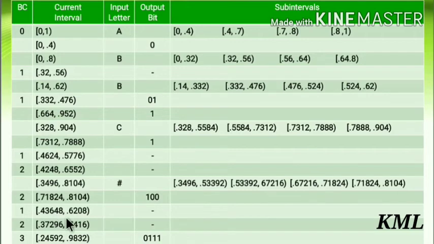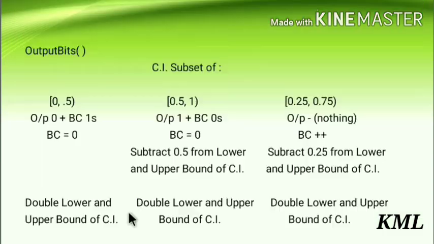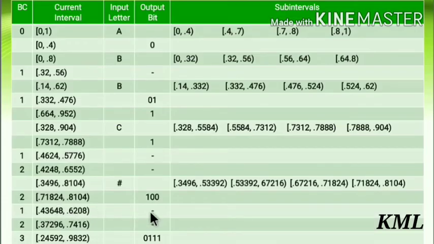So if you see, these two values fall in this one, so you don't have to output anything. Increment bit count, subtract and double. So you output nothing, you subtract 0.25 and double, and you get these two new values. Okay, so now you got the new values. Check this with the algorithm to see where it falls.